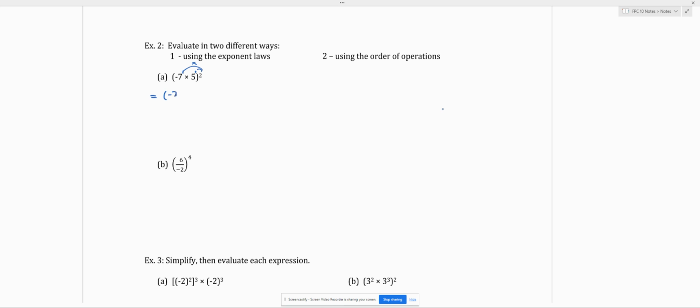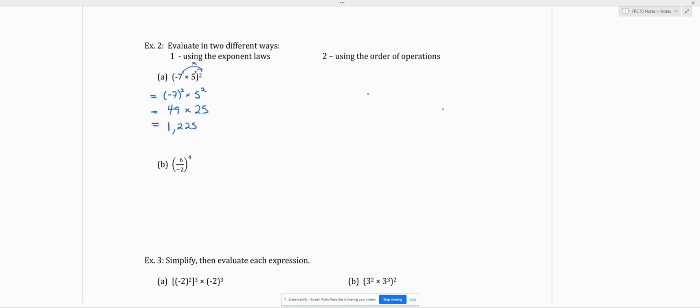So that says -7 gets squared, and I'm multiplying that by 5 gets squared. And now that I've used this power law, I can actually multiply this out. So that's going to give me +49. -7 times -7 is 49, and 5 times 5 is 25. And then you'll want a calculator for this. Multiply those, and you get 1,225.